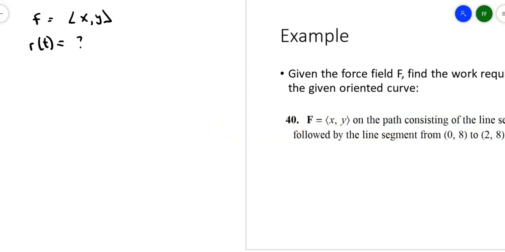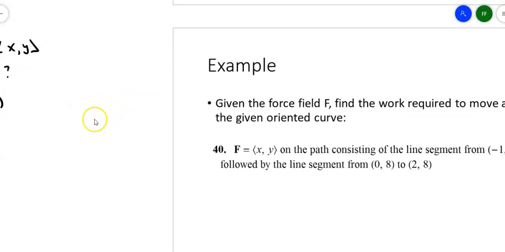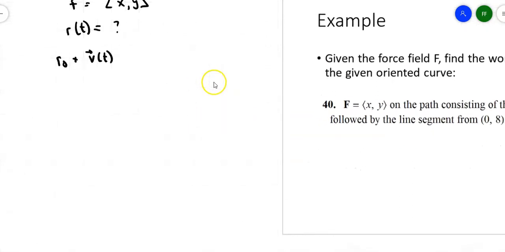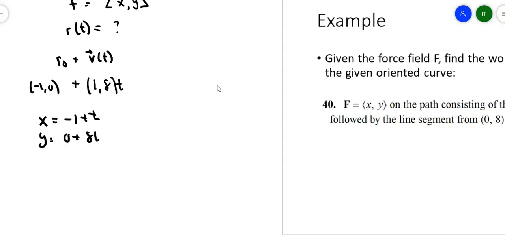So now we've got to go back to that r sub 0 plus vt. The line segment went from (-1, 0) to (0, 8). So it went 1 unit to the right and 8 units up. So how do we write a vector that goes 1 unit to the right and 8 units up? Just like that. The initial point that was given was (-1, 0). So r of t, the x is going to be -1 plus t. The y is going to be 0 plus 8t.